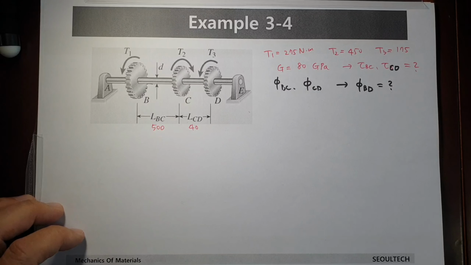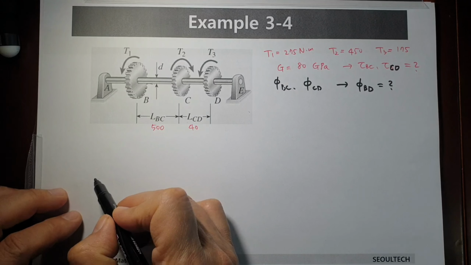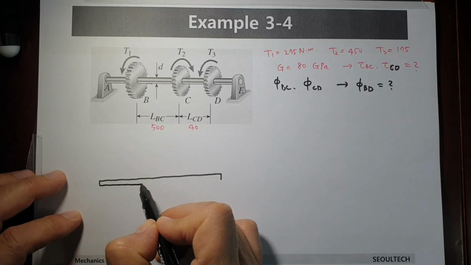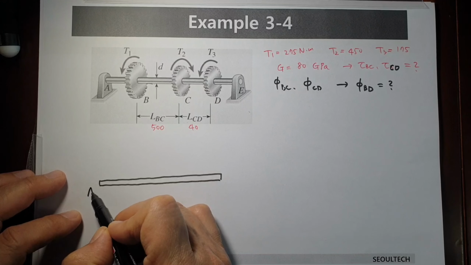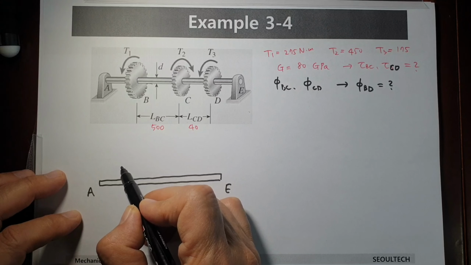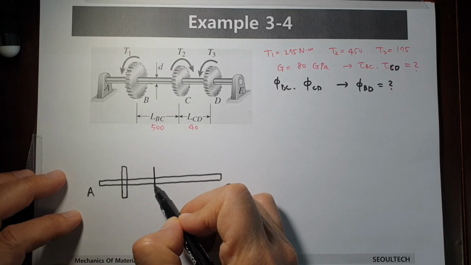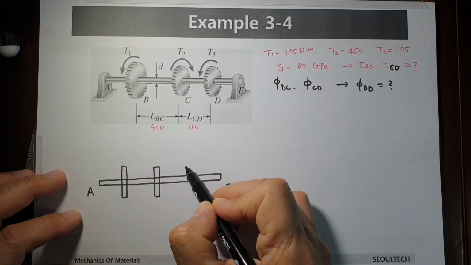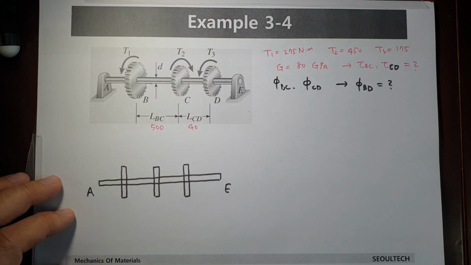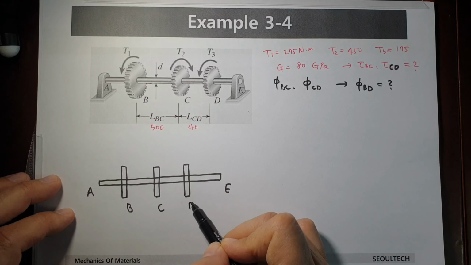Firstly, let's think about the free body diagram of this shaft and gears. When I draw it again, this one is the shaft. Let's say left hand side, right hand side, let's say E. In between here, we have transmission gears, 1, 2, 3. It's located like this one. Let's say these points are B, C, D.